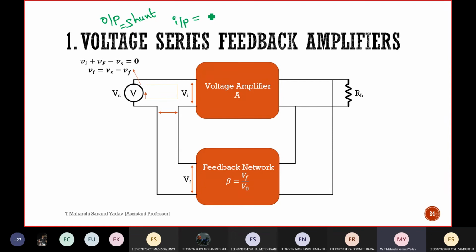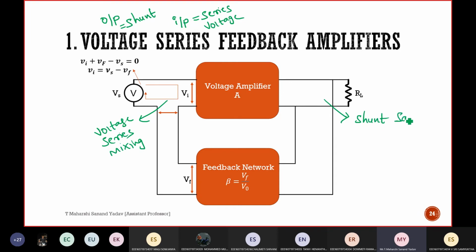Then, voltage. Correct. It is series, which is nothing but series mixing. This is shunt sampling. Shunt sampling means voltage. This is voltage. Just one point you remember.